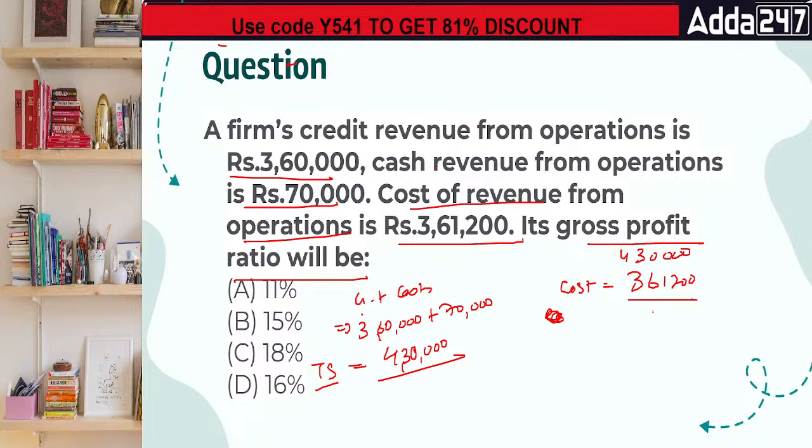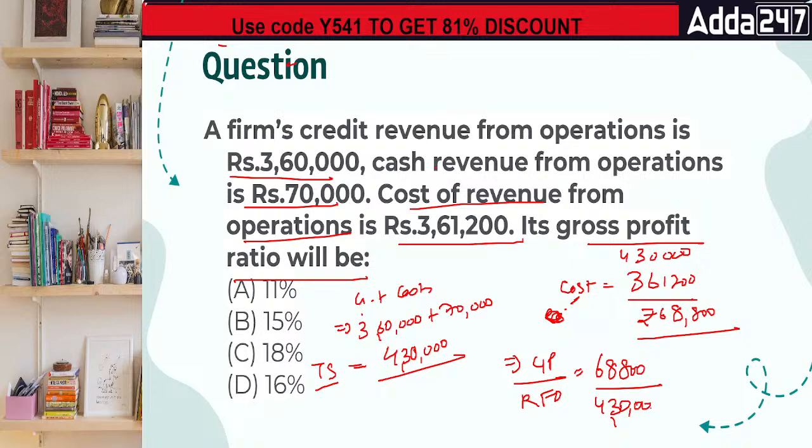The profit is 68,800. If this comes out to be a profit, then GP divided by revenue from operations. In normal case, GP is on sales only. In the question, if they specified it has to be on cost, then only you do that. This is 68,800 divided by 4,30,000. This is 16%. Done.